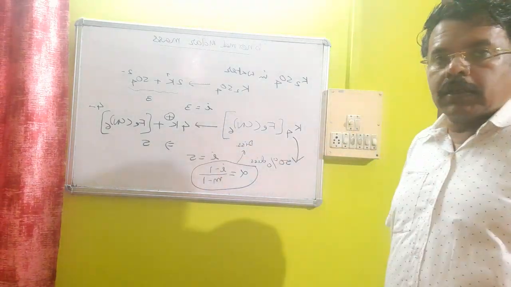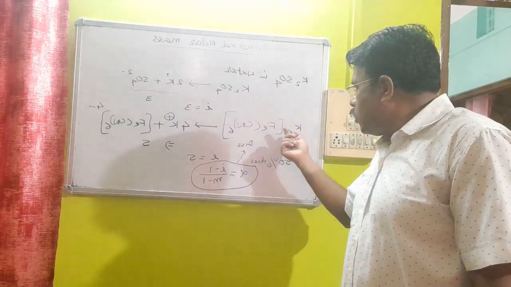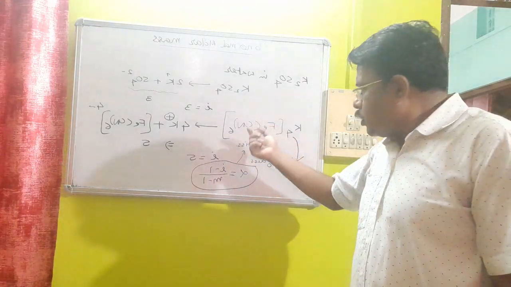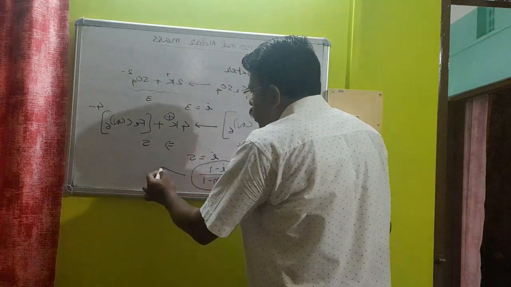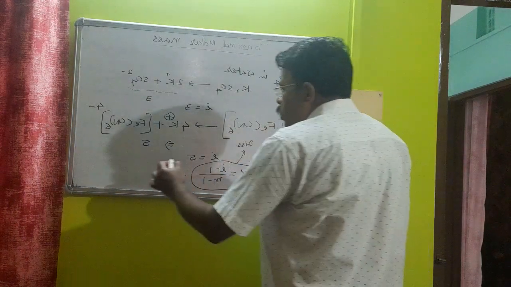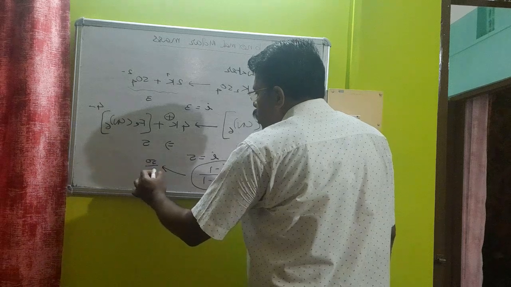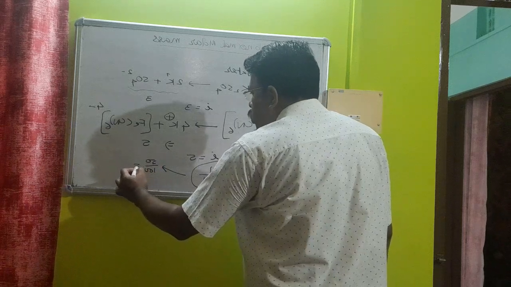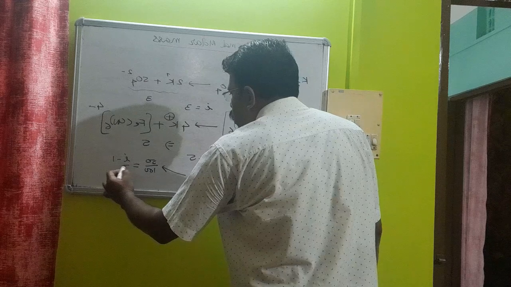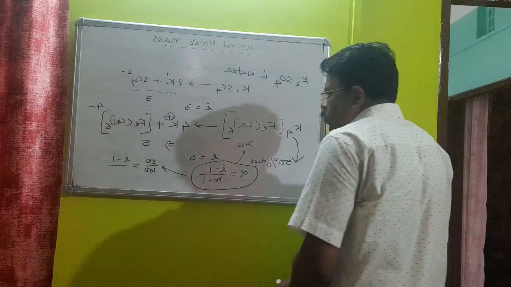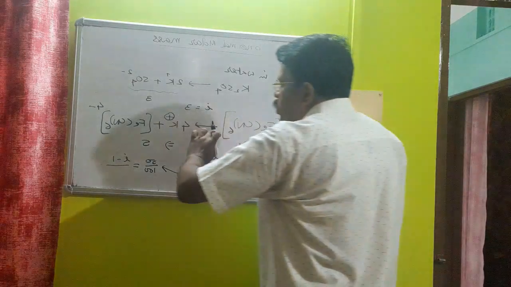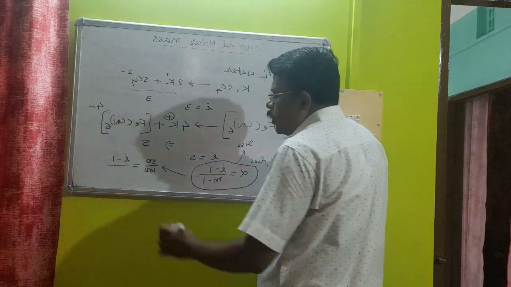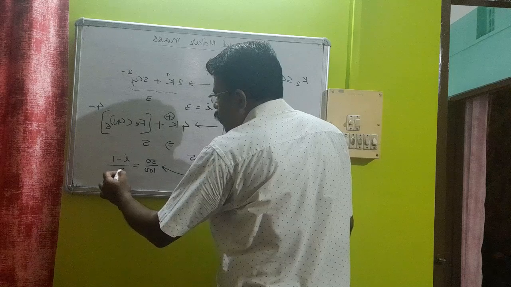So let us calculate the value of i for K4FeCN6 if it is 50% dissociated. We will start from here. 50% means 50 by 100 is equal to i minus 1. We don't know the value of i, we are trying to find it. And m is 5, it is breaking down into 5 particles, so 5 minus 1.